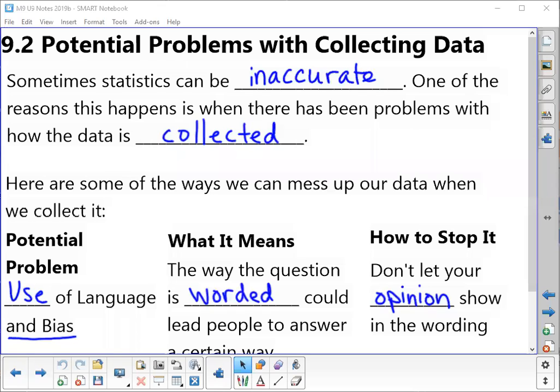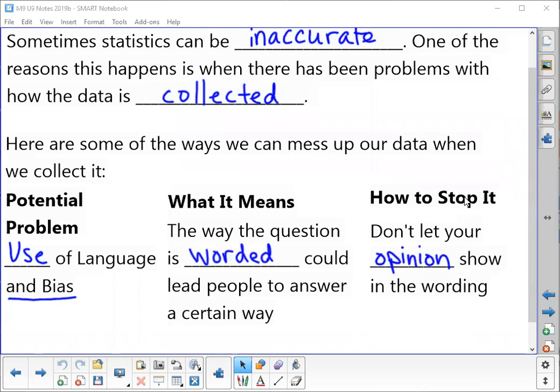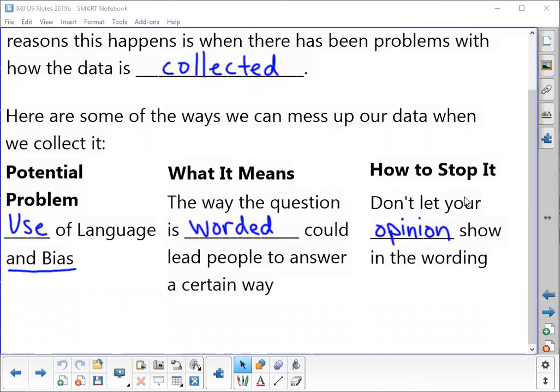So 9.2, potential problems with collecting data. When we are collecting statistics, we have to be careful how we do it, because sometimes statistics can be inaccurate. One of the reasons this happens is that there have been problems with how the data is collected. So we're going to go through a few of these potential problems, what they mean, and how we can stop them within our own data and how we can spot them in other people's data.